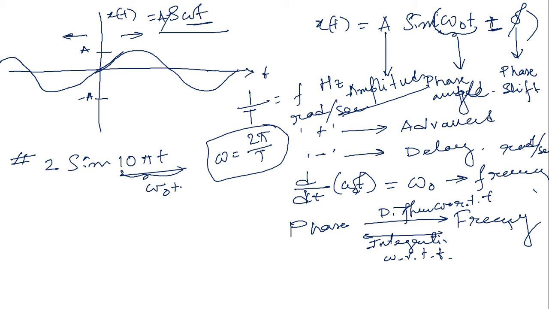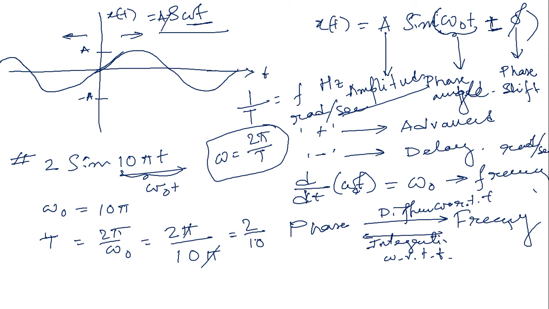So for this, if I directly find omega naught, omega naught for this problem is 10 pi. I know the formula, T equals 2 pi by omega naught. So I put the value of omega naught here directly, 10 pi. That is 2 by 10, that is 1 by 5, which means 0.2.